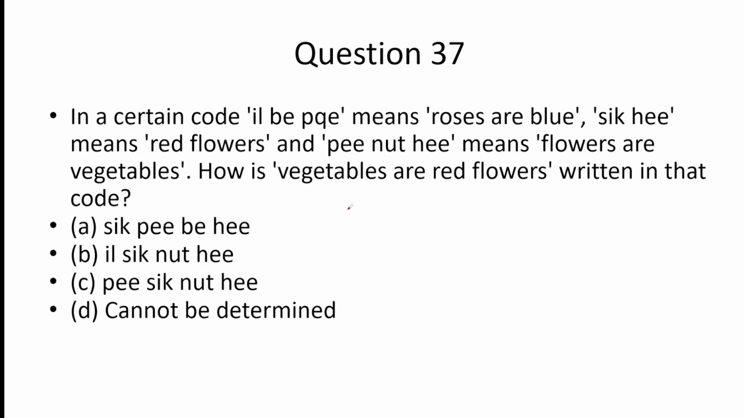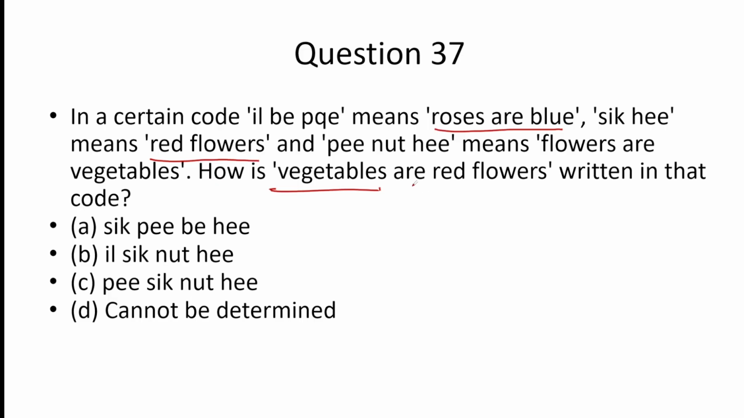This is the Chinese coding question. We have to find how red vegetables, okay, are written in a certain code. How is vegetables are red written in that. Okay. So here you can see LBPQ means roses are blue. Sikhi means red flowers. Okay. And this is given, flowers are vegetables. So we have to find the code for everyone.